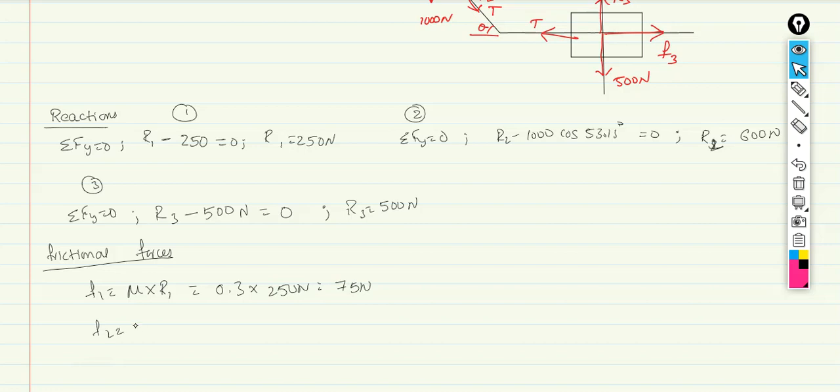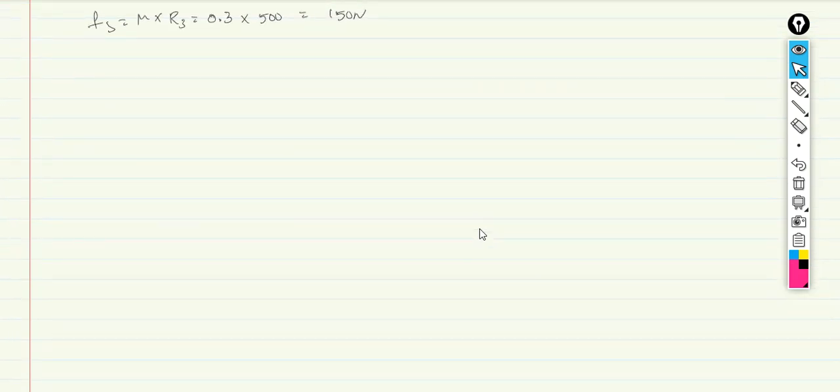Similarly, F2 is equal to mu into R2, that is 0.3 into 600, so you will get 180 newtons. Similarly, F3 is equal to mu into R3, that is 0.3 into 500, that is 150 Newton. Now we know all the unknowns. Then go for the work energy theorem.